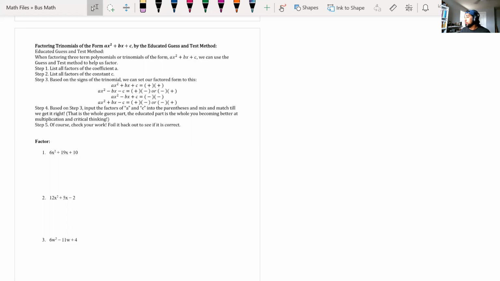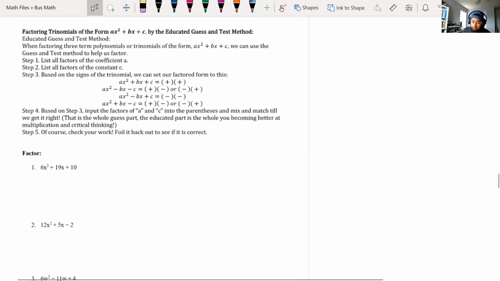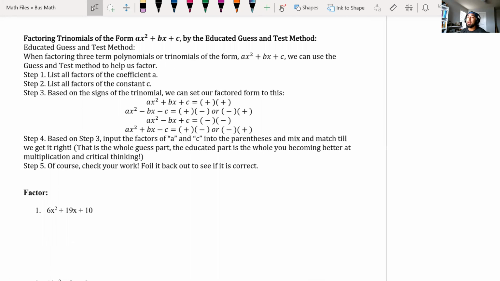And last time we were factoring, we did greatest common factor, factor by grouping, and then we did factoring trinomials where a is equal to 1. Well, today we are now going to factor trinomials where a is greater than 1. And we're going to use a method called the educated guess and test method.